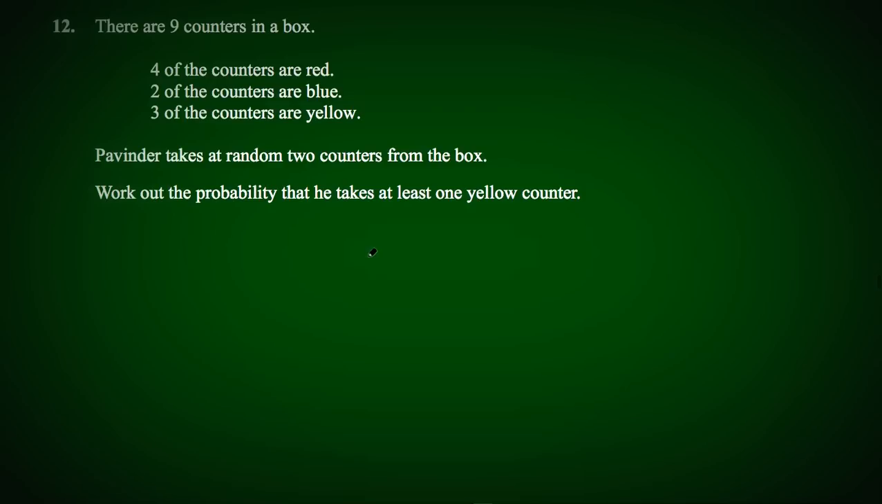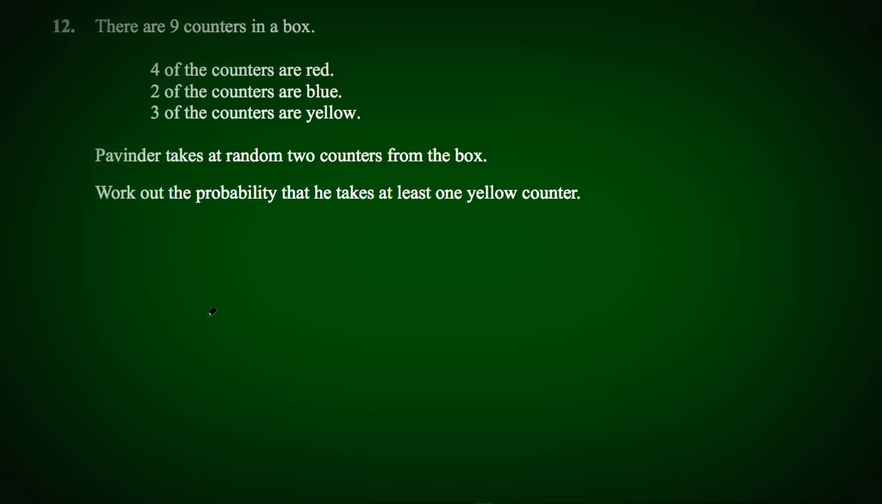Question 12. Looks like a probability question being set up here. There are 9 counters in a box. 4 of the counters are red, 2 of the counters are blue, 3 of the counters are yellow. Pavinder takes at random 2 counters from the box. Work out the probability that he takes at least 1 yellow counter.